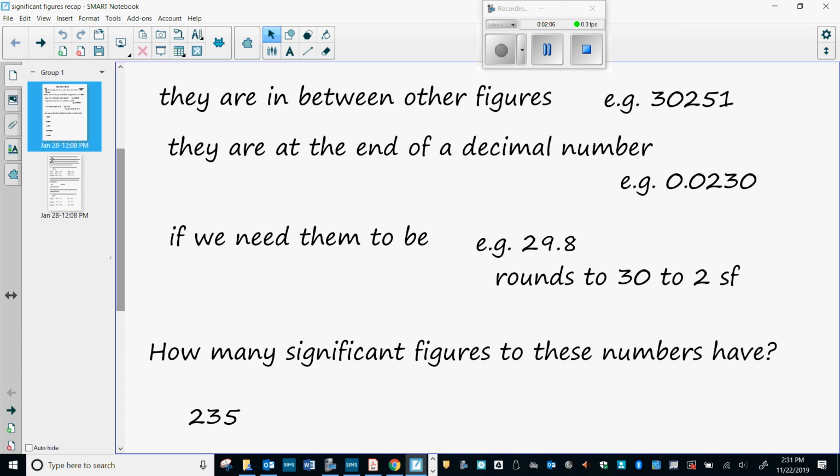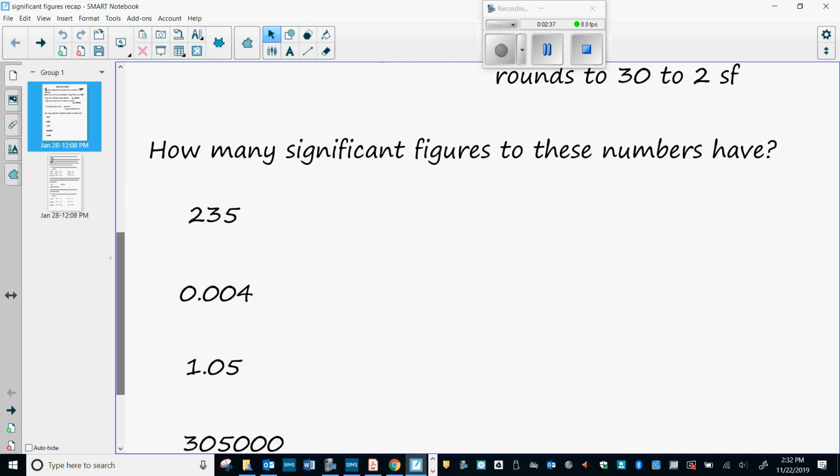They're also significant if we need them to be. So for example, if I wanted to round the number 29.8 to two significant figures, we know that rounding rules say that the 8 shifts the 9 up. For 8, we add 1 to the 9, which ultimately adds 1 to the 2, which means we get 30. Now normally this 0 would not be considered as significant, but we would say that that has two significant figures because we have rounded it as such. Does that make sense? Right, okay, so how many significant figures does this first number have?